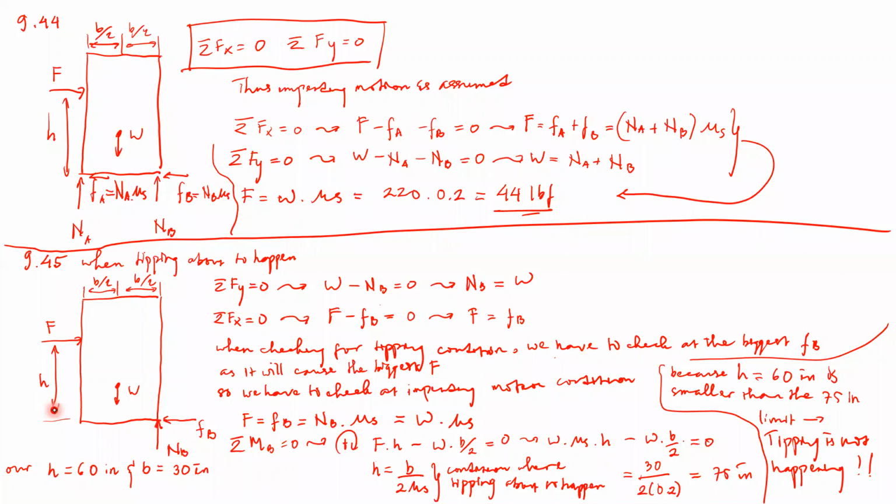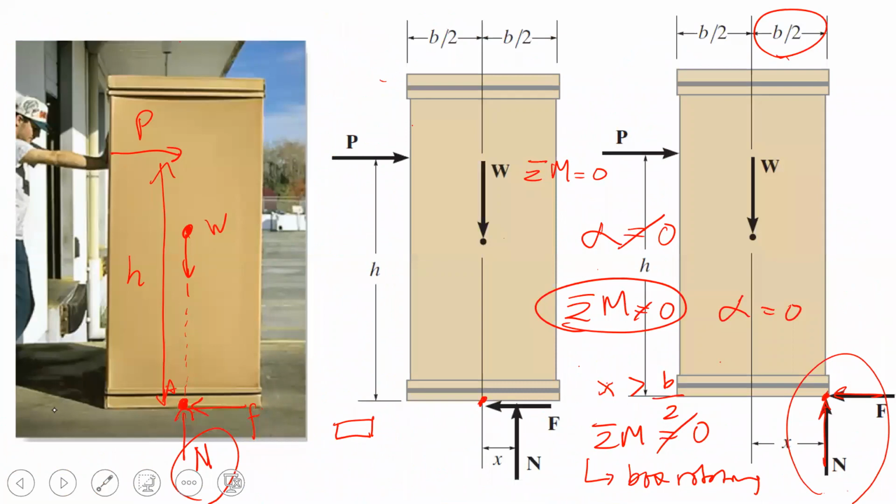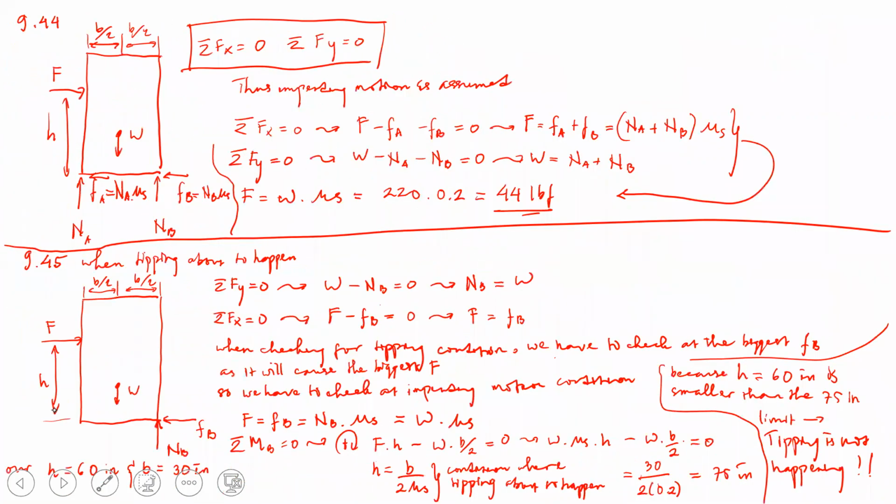So the logic behind the tipping condition is just the same. For this particular problem and that particular problem, everything is just the same. Basically, in order to study for tipping, you have to check whether sigma moment equal to 0 is happening or not. If sigma moment equal to 0 is happening at the limiting condition, it means that tipping is not yet happening or is about to happen. But if sigma moment equal to 0 cannot be fulfilled, then in that case, tipping will happen.